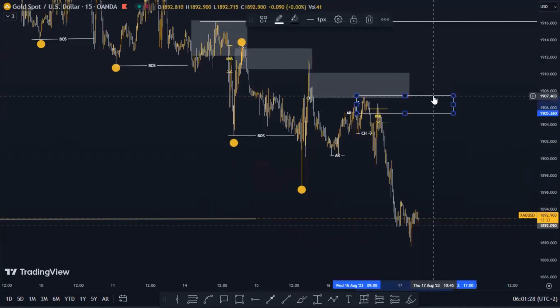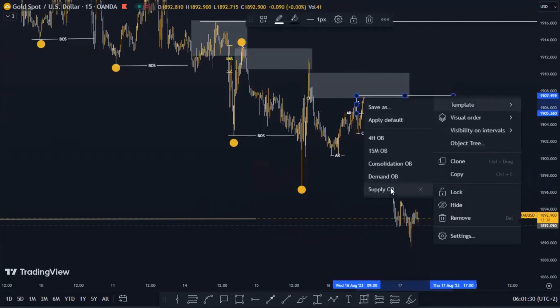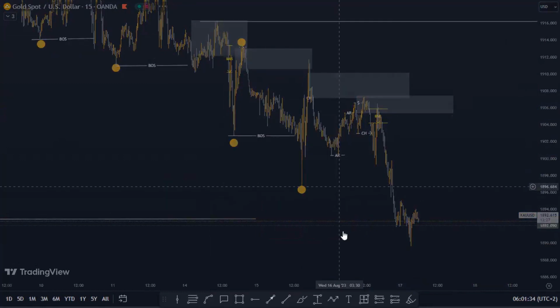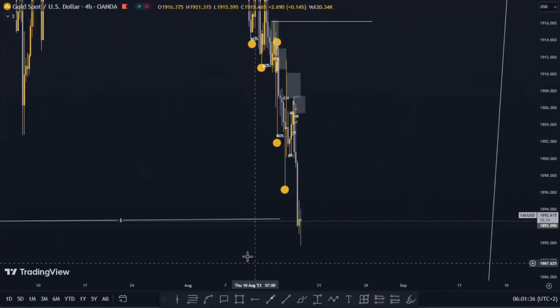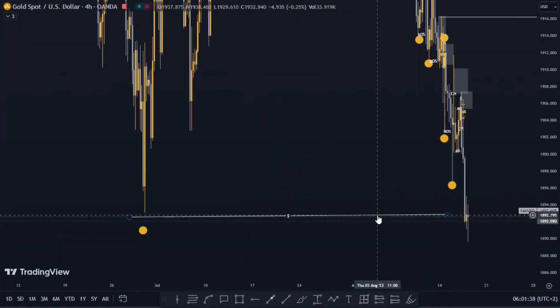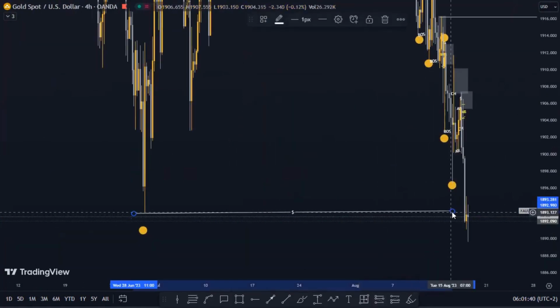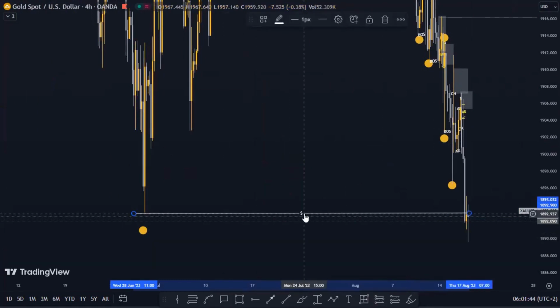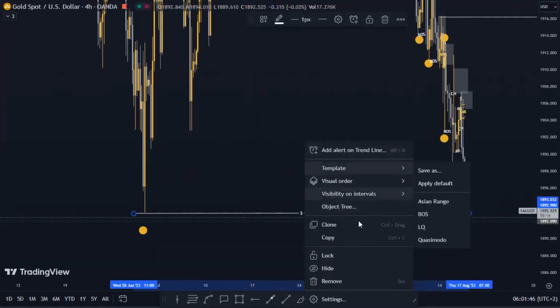Let's go back to the 4 hour time frame. Let's change this template to supply, because remember, we don't do our analysis on a smaller time frame, because on a smaller time frame there's a high chance of getting the direction wrong, which basically lessens the probability. So now we have a bigger break of structure here.